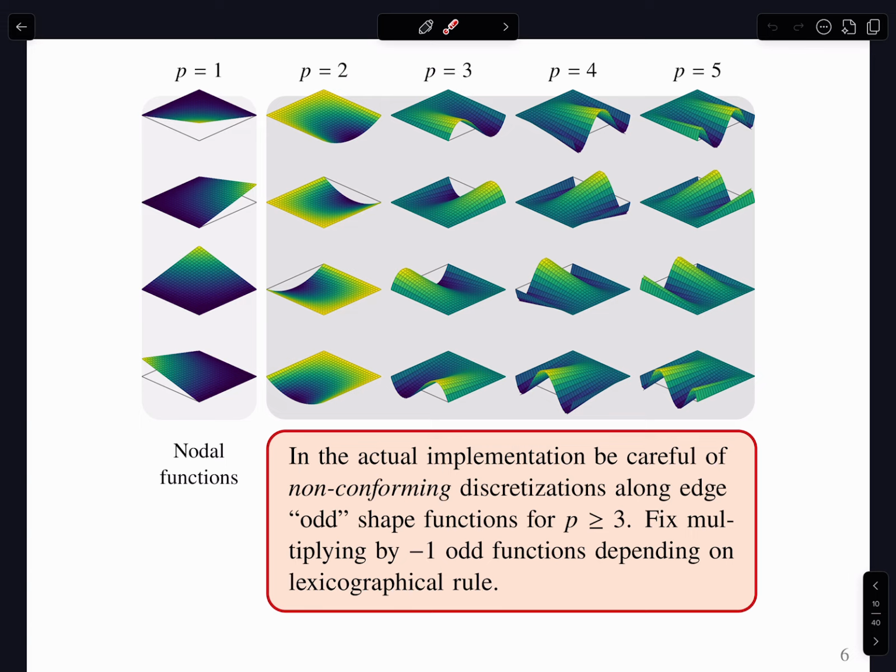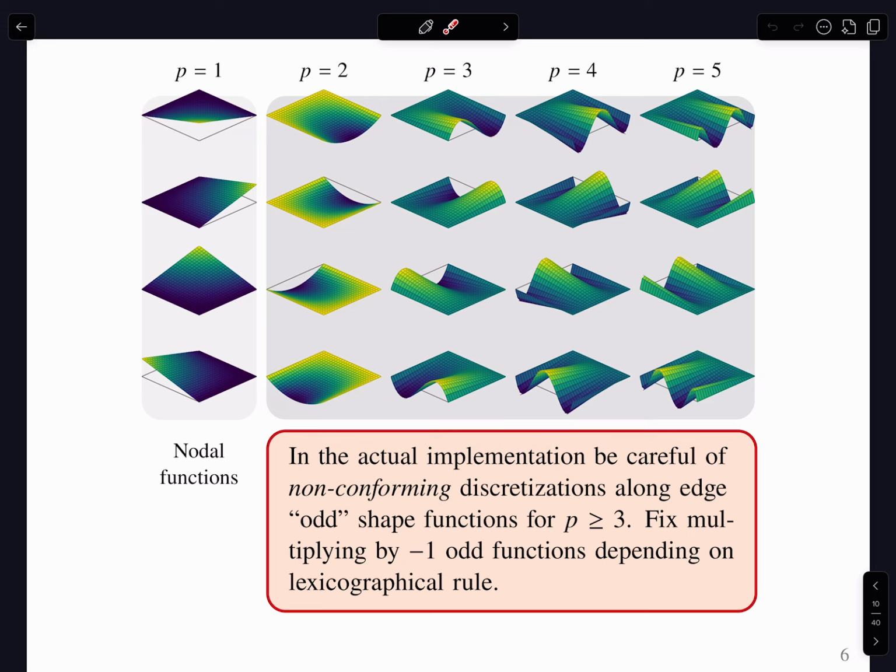The odd functions. Because now if I take this function here, and now I put this element, how is that function going to look like? It's going to look like this, and suddenly we have a non-conforming 𝑝-FEM discretization. And non-conforming is not good. That means that you have some jump in the field. You don't want that.